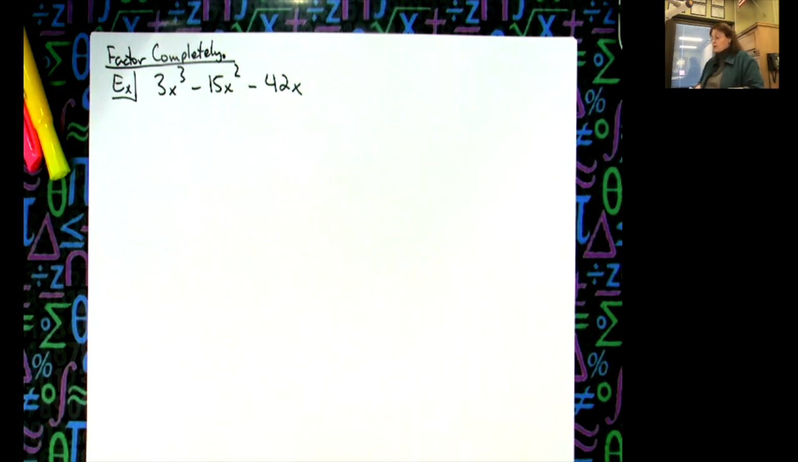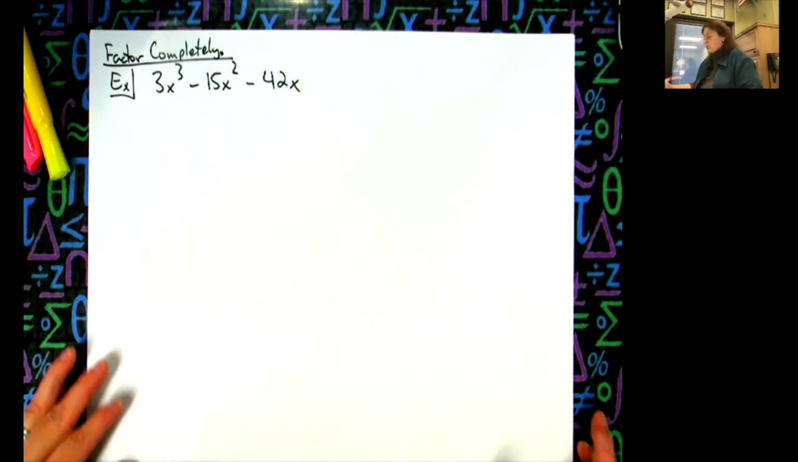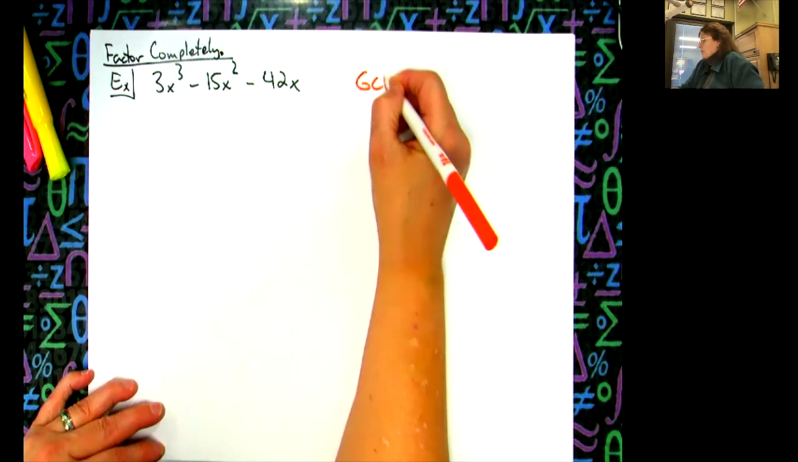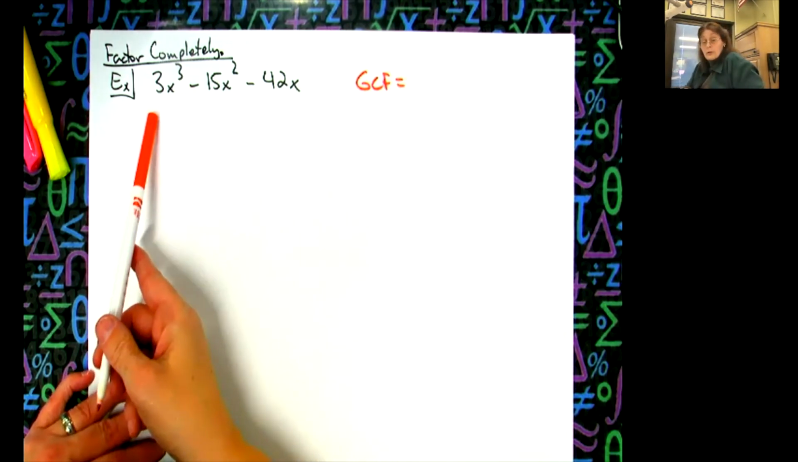The first thing I'm going to do, since we only have 2 things, we know greatest common factor, and we know how to factor a trinomial with leading coefficient 1. So I'm going to look for that greatest common factor first. I'm going to take a look at those coefficients.